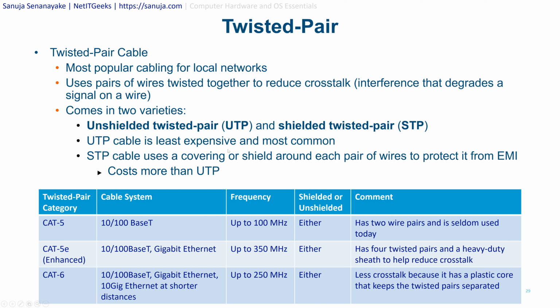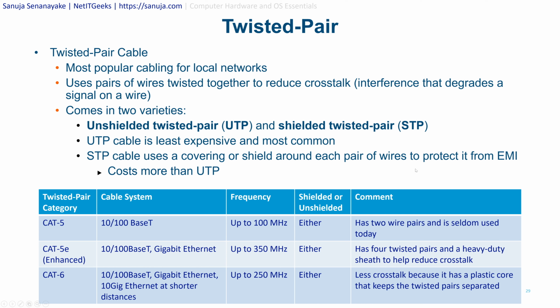UTP cable is least expensive and most commonly used because shielding does add to the cost of manufacturing that cable. STP cables use a covering or shield around each pair of wires to protect it from electromagnetic interference, and therefore it costs more than the UTP, right? Because the manufacturing process has a higher cost associated with it.